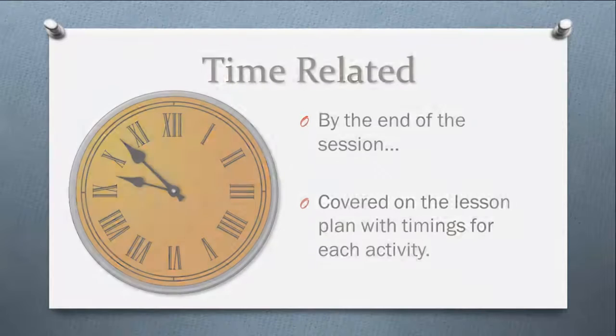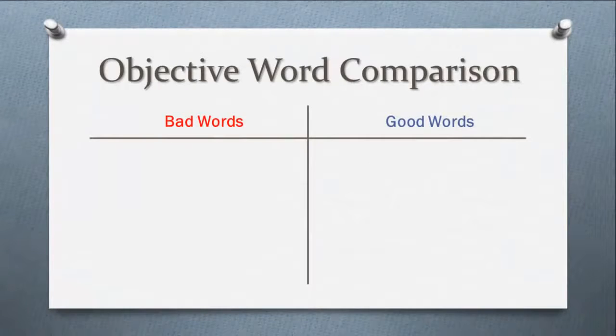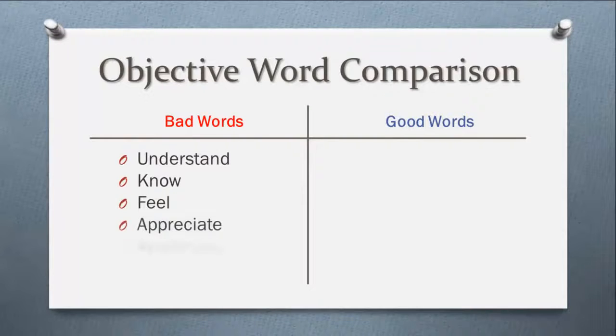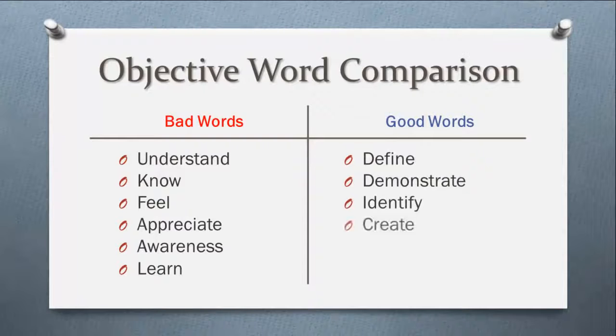So let's have a look at the type of words you should and shouldn't be using. Words like understand, know, feel, appreciate, show an awareness of, and students will learn are not good in objectives. This is because they are not measurable. If you take understand for example, students would need to do something else to show that they have understood. It is that thing that they do that you need to be writing in your objectives. Therefore, you should be using words like define, demonstrate, identify, create, state, and list. Each of these are tangible things that you can get students to do and can be measured.